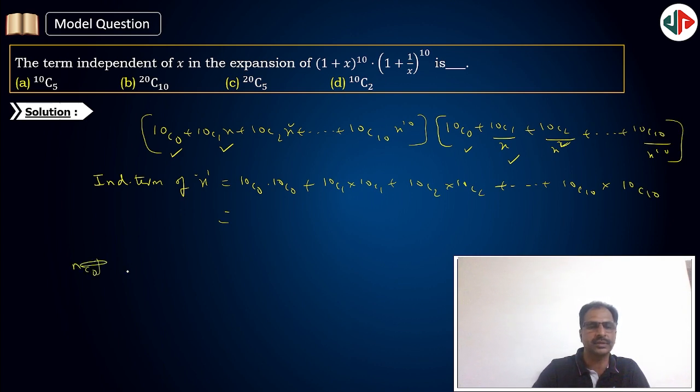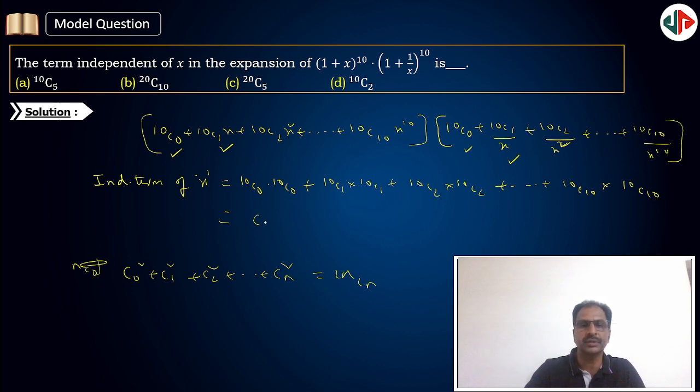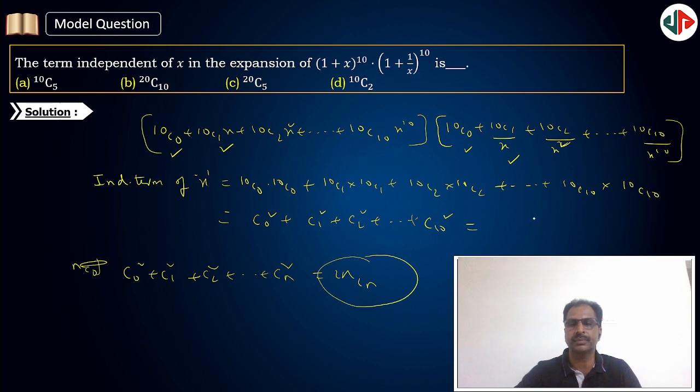And we have a formula like this: nC0 whole square, that is C0 square plus C1 square plus C2 square plus so on Cn square is 2nCn. 10C0 into 10C0 means C0 square. Here C1 square, C2 square, C10 square. Here n is 10. So use this formula 2nCn and put n equal to 10. So 20C10 is the answer. Option B.